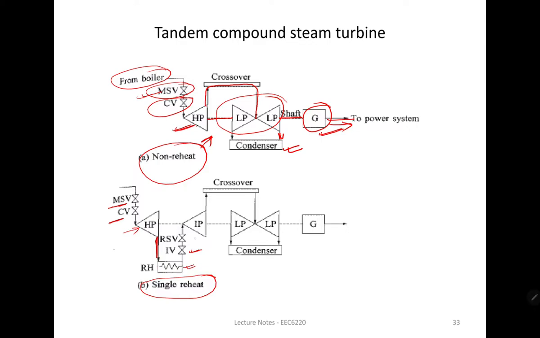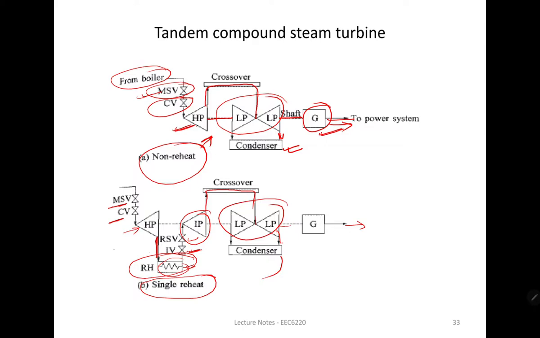RSV is reheater stop valve. So this is the reheater. So reheater stop valve is there. Okay, and in series with it is intercept valve. Okay, IV. So after that it is moving into the intermediate pressure turbine. After the intermediate pressure turbine, the exhaust steam is going through the crossover, then to the low pressure turbine, and then after that it is going to the condenser and the closed cycle moves on. So it is connected to the generator and to the power system. All right, so we have a single reheater over here.